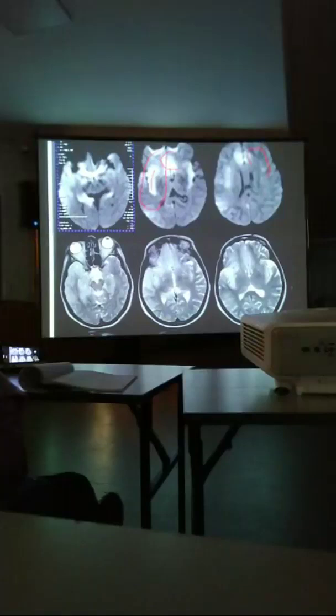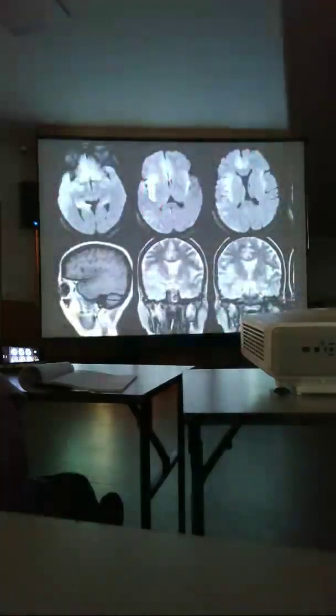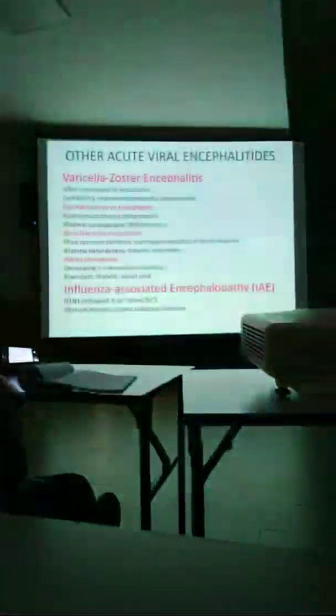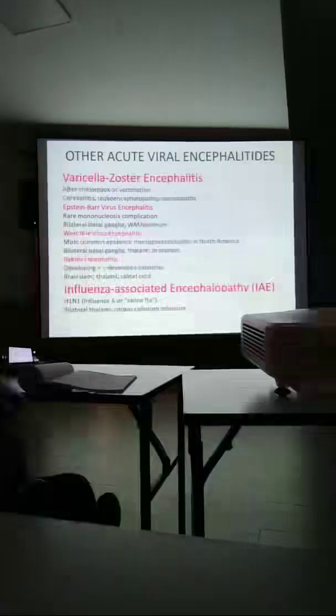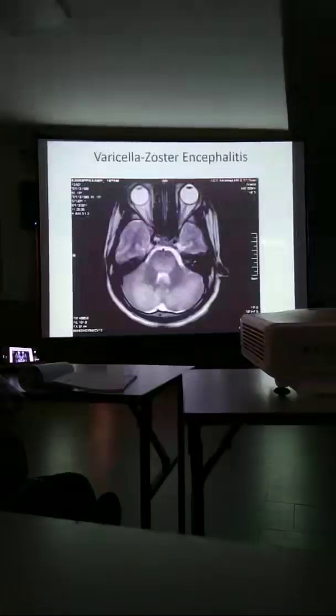This is one important point. So diffusion restriction, sequential bilaterality, temporal lobe involvement, mesial temporal, insular cortex, cingulate gyrus, and sparing of the basal ganglia. These are very classical manifestations of herpes encephalitis. Patient will be having headache, seizures, altered sensorium. You should think of herpes encephalitis. And other encephalitis: varicella zoster, Epstein-Barr virus, West Nile, rabies, influenza associated. If you are suspecting chickenpox or varicella zoster encephalitis, brainstem and cerebellar involvement is very characteristic.